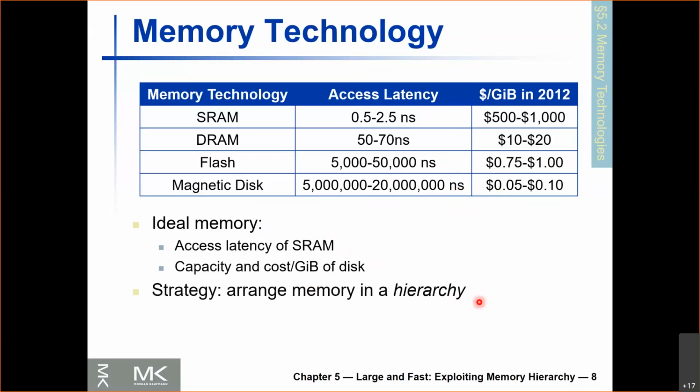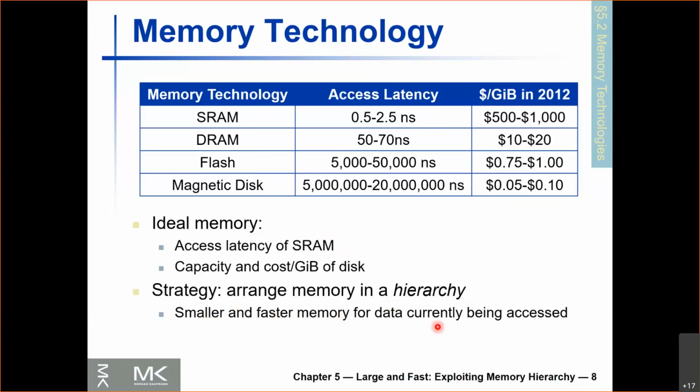So rather than choosing one of these technologies to build our memory system, we're going to combine multiple of these technologies. And the way we're going to combine them is in a hierarchy. This hierarchy is going to be as follows. We're going to use the smaller and faster, the faster memory technologies. We're going to have a small amount of it.